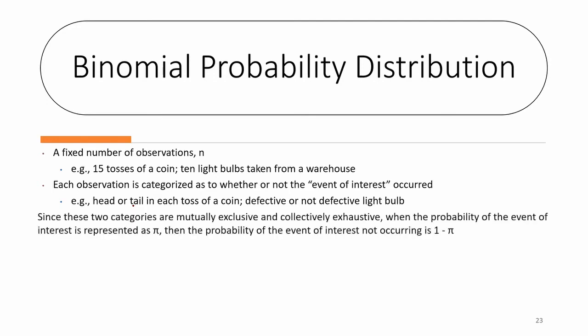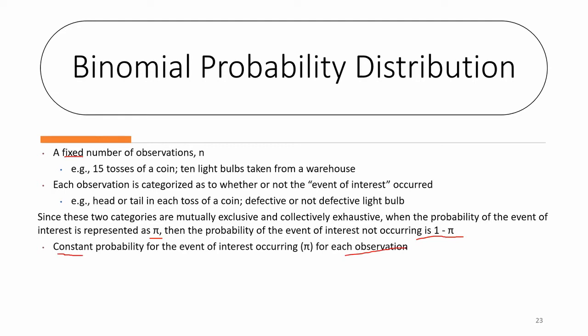So we learned two properties now. The number of observations is fixed and each observation is categorized into two, whether or not the event of interest has occurred. In this case, these two events are mutually exclusive and collectively exhaustive. So the probability of the event of interest occurring, we take it as pi, and the probability of the event of interest not occurring is 1 minus pi. Now, the important fact here is this pi remains a constant for each observation. So it doesn't change. That is very important to remember. The pi, that is the probability assigned to each event, remains a constant for each observation.